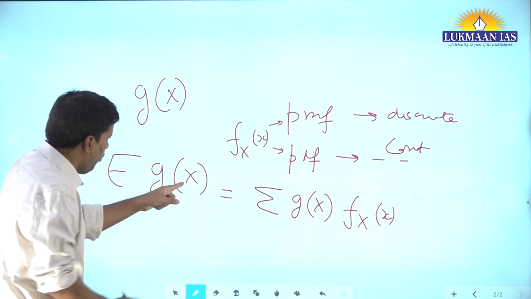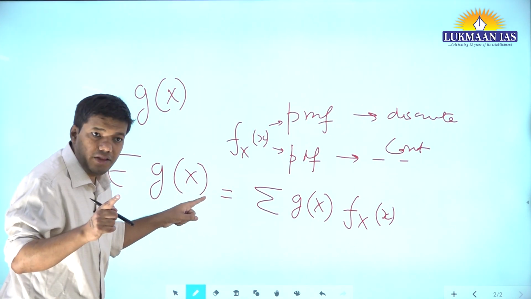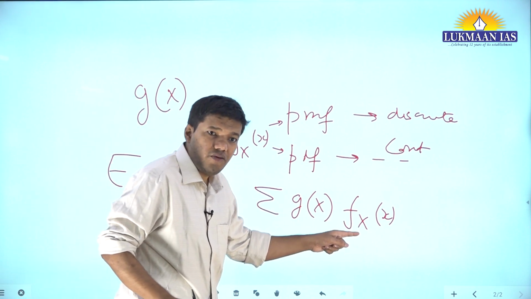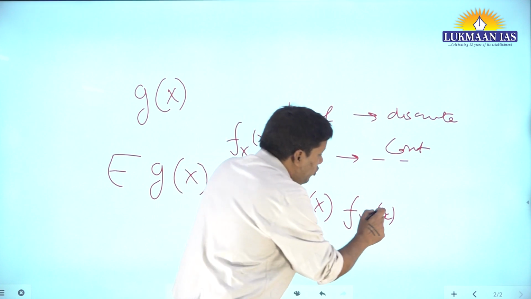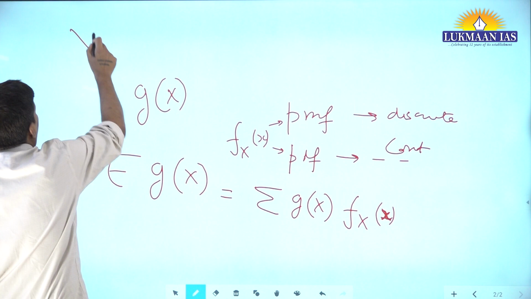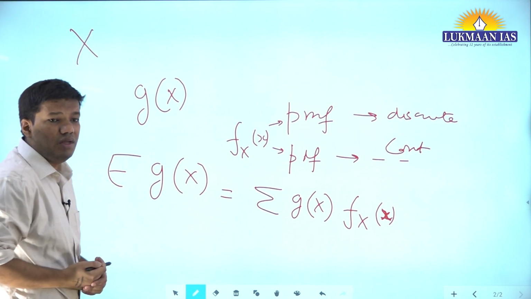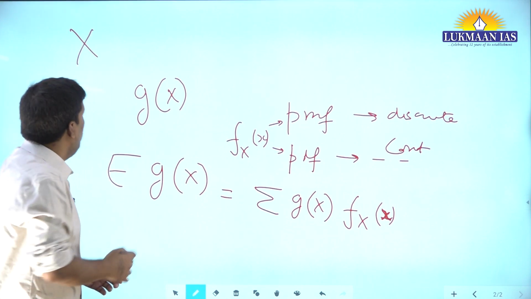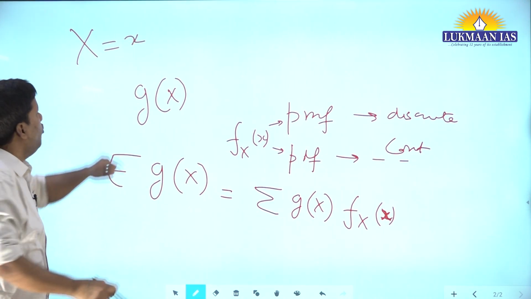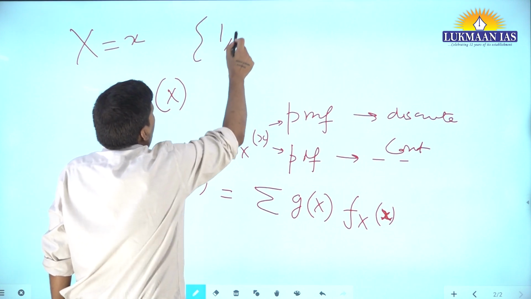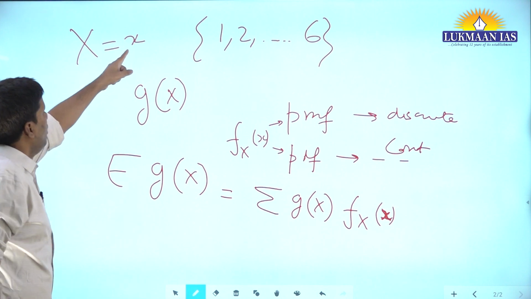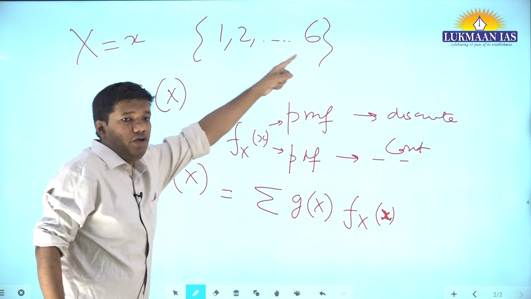Now, you cannot see what this x is. X is capital X, that is for the random variable. This also is a function of a random variable. But what value it is taking, that is small x. Let's say I'm defining a random variable as the outcome of a dice. Small x could be the outcome, so what could be my outcome? 1, 2 till 6. Be careful. Small x could be 1, 2, 3, 4, 5, 6.